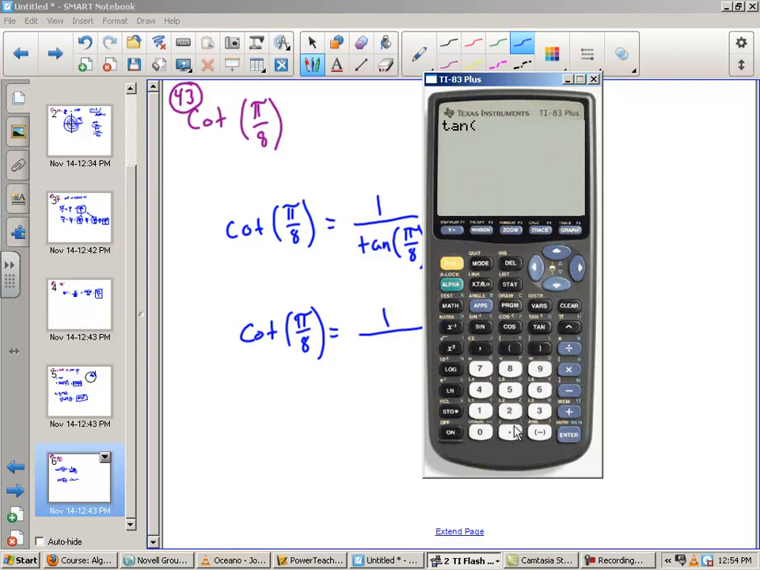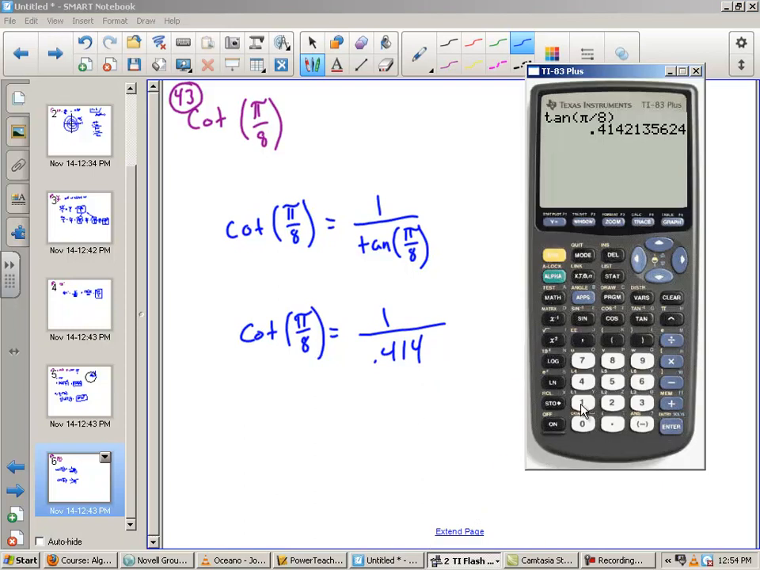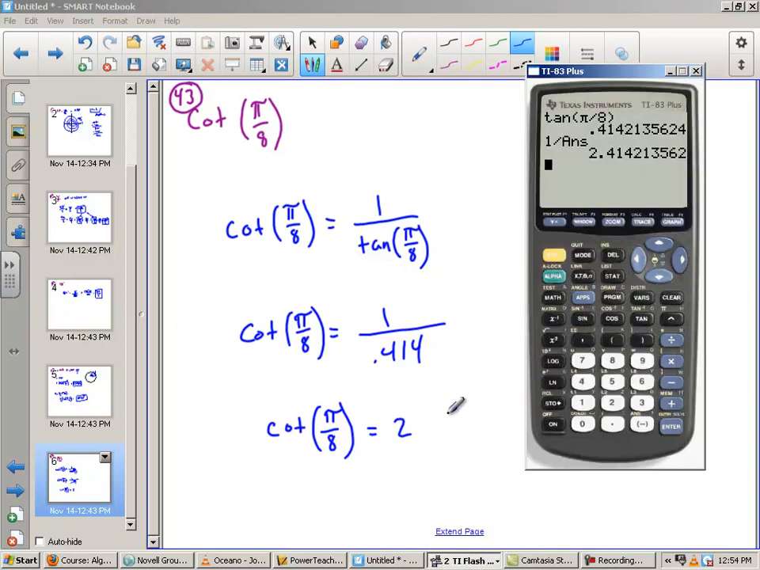And now I'm going to hit tangent of pi divided by 8. Enter. I get 0.414. So 0.414. And I'm just going to use my calculator to help finish this off. I'm going to say 1 divided by the answer equals 2.41. And I'll probably use about that many decimal places. Cotangent of pi over 8 is equal to 2.41.